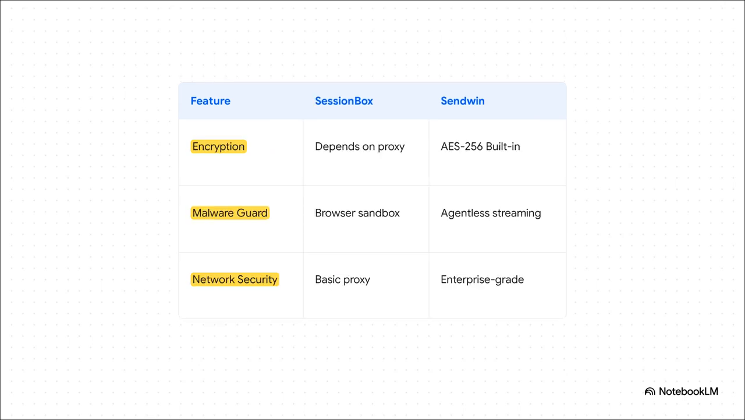Now, when we look at security, the difference gets even more stark. With SessionBox, your level of encryption kind of depends on other tools you might be using. With Sendwin, AES 256 encryption, the same standard that banks use, is just built in. And here's the key part. Sendwin's streaming architecture means no web code ever actually runs on your device. That's a powerful shield against malware that a standard browser sandbox just can't compete with.